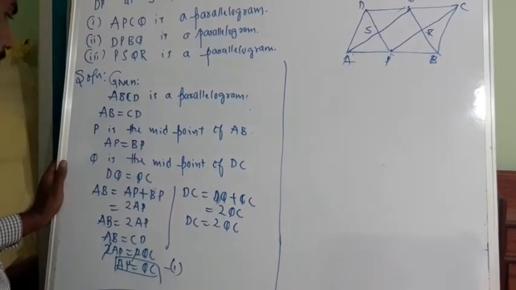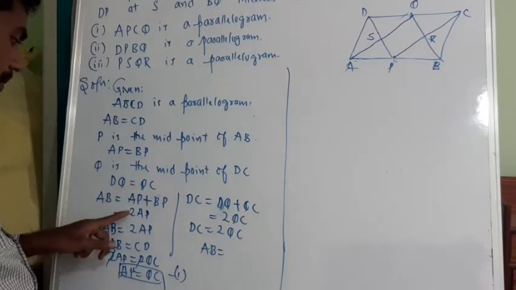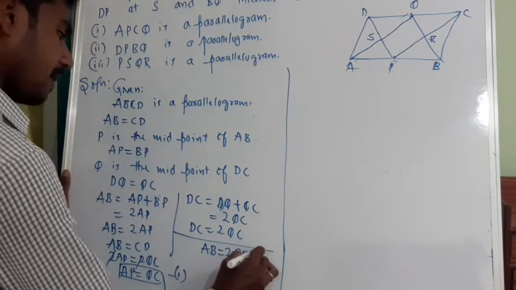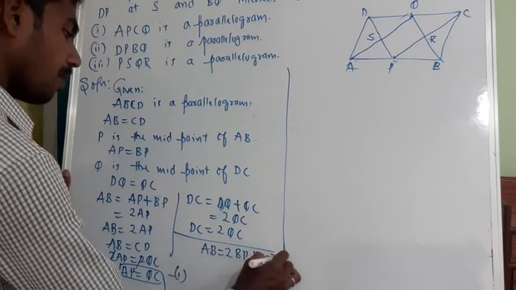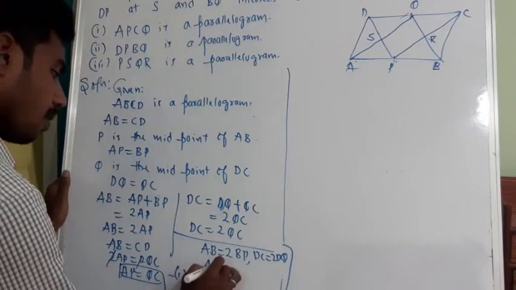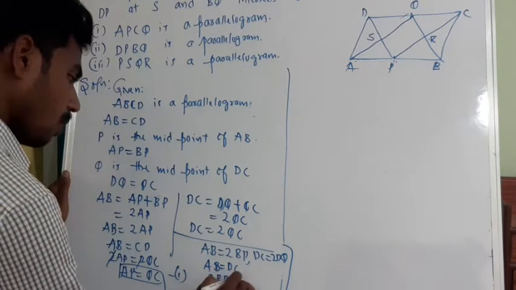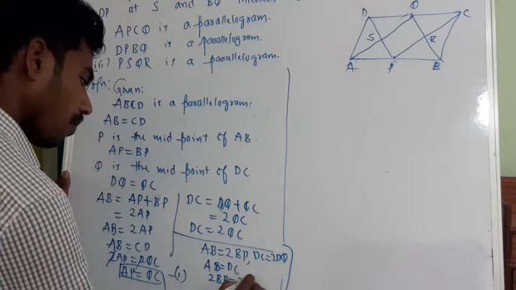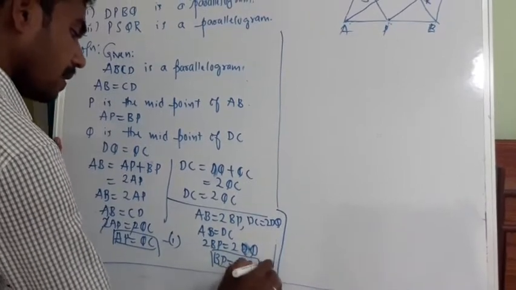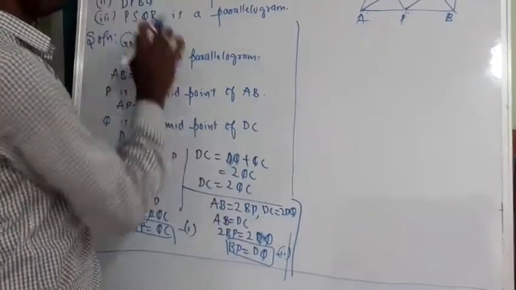So next, we know this AB can be written as 2 times BP, and even DC can be written as 2 times DQ. So we know that AB is equal to DC, or else 2 times BP is equal to 2 times DQ, or else BP is equal to DQ. So I'll call it equation number 2. Please note this down.